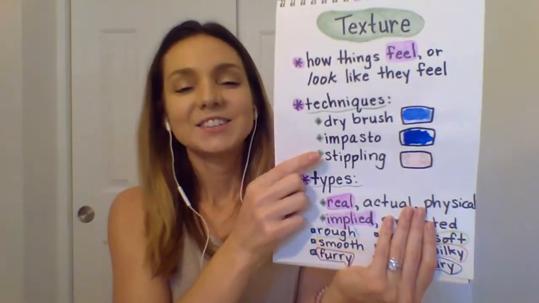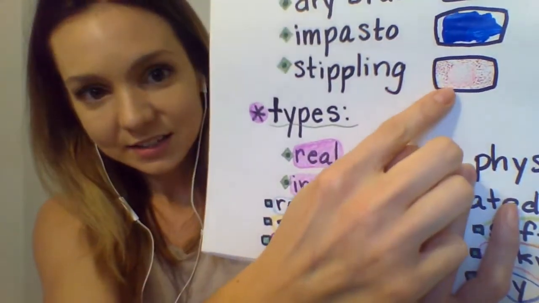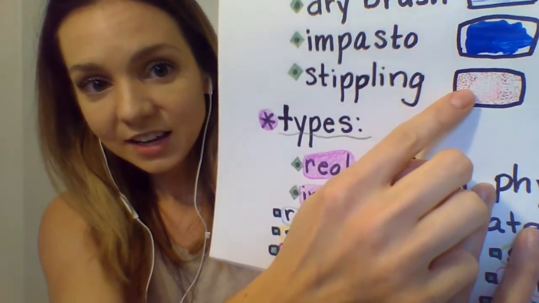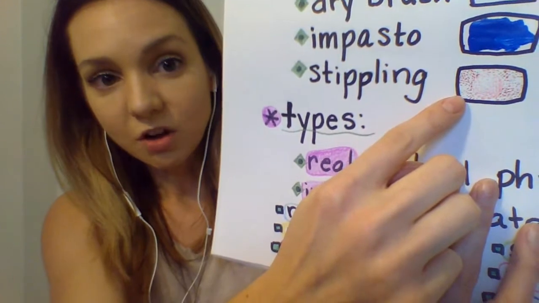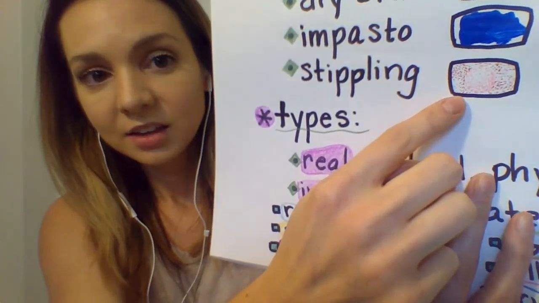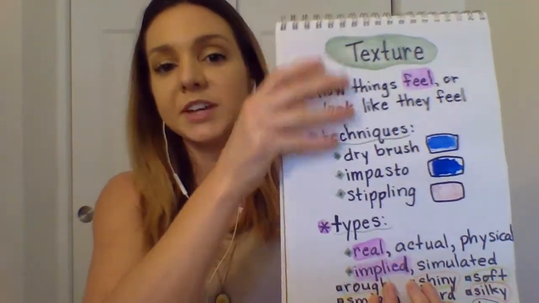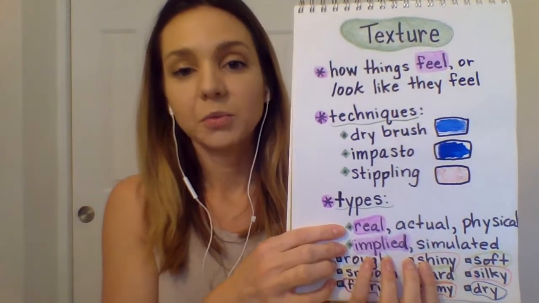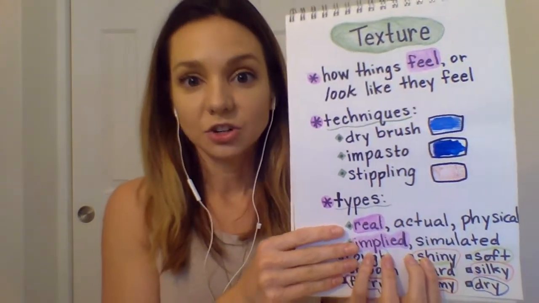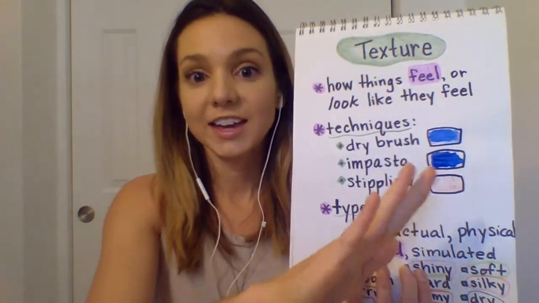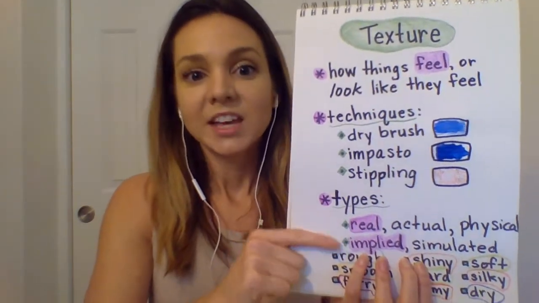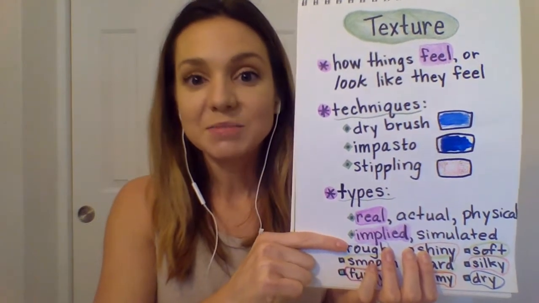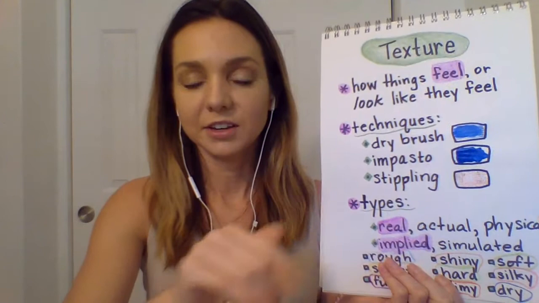Another technique that artists use is called stippling. And stippling is little dots or sometimes little dashes to create a painting or a drawing. Now there are different types of texture. Two types are real texture, where it's actually physically texture, that you can run your hand over and your hand can feel the texture. There's also implied or simulated texture, which means that it just looks like there's texture. If you put your hand over it, you wouldn't actually feel anything different.